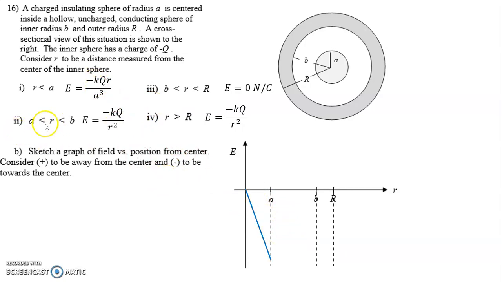Then we get into region 2 between A and B, and here we have our usual inverse square dependence, so it's going to look something like this. And then region 3, real simple, it's going to be 0, so it just drops right down to 0 there. And then region 4, we again have that exact same inverse square dependence.